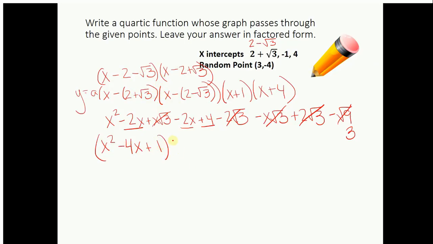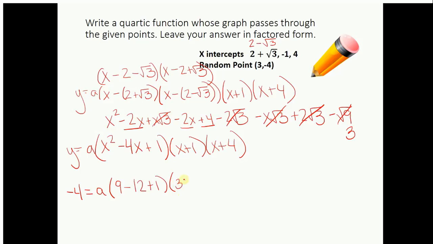But now this is actually the factor with that. So then I got x plus 4 there. Still got an a. And we got y. Now I can plug in my random point of 3, -4. So my y is -4. Don't know a. But my x is 3. So I'm going to get 9 minus 12 plus 1. And then 3 plus 1 and 1 plus 4. Nope, 3 plus 4. My bad.